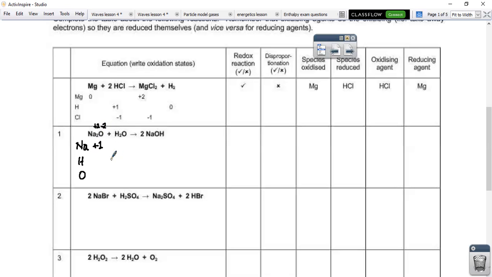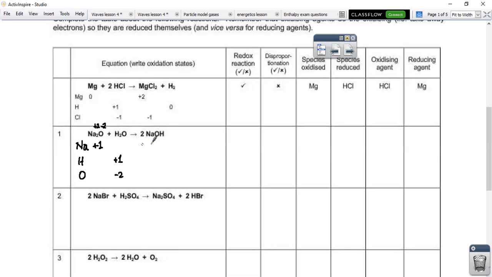And then what about the hydrogen in this case? What's the hydrogen at? +1. Very good. And the oxygen? -2. Yeah, so it's -2 in both instances. Now I look at this side of the equation.